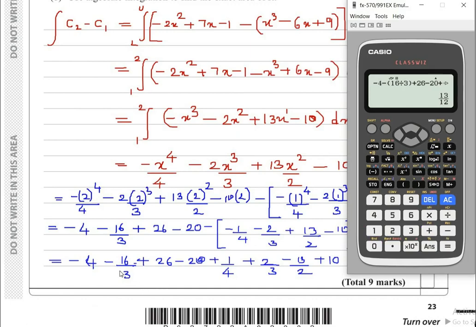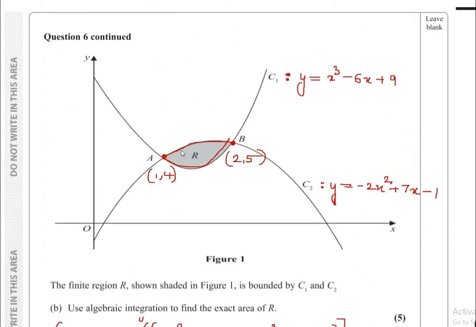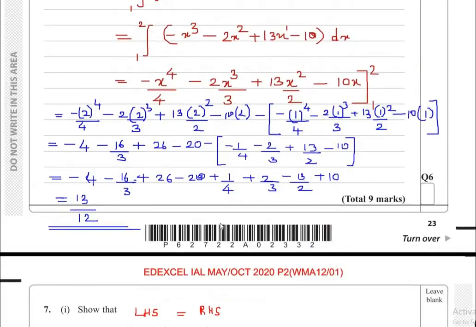So the area of the finite region is 13 over 12. This is the final answer. So area of the finite region R is given as 13 over 12. We got over here.